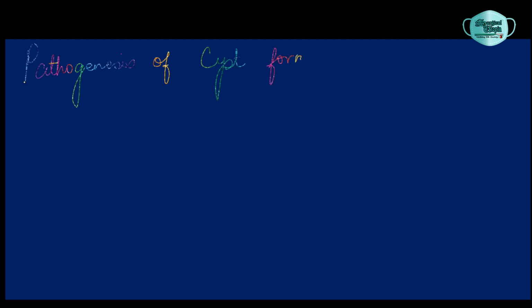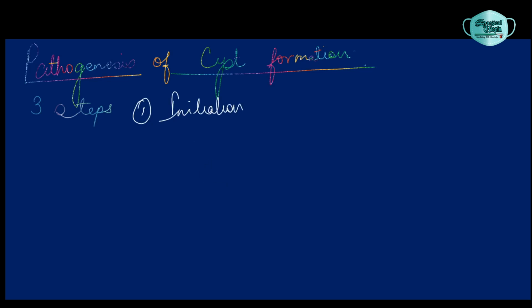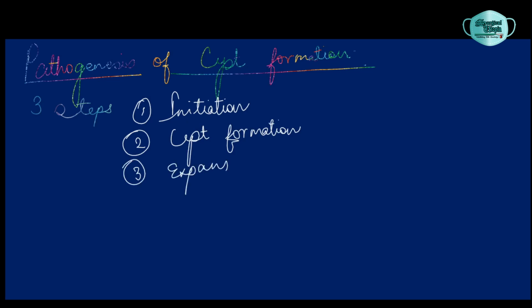Today I'll be hosting a video on the pathogenesis of cyst formation. There are basically three processes that occur in the pathogenesis of cyst formation. The first one is initiation. The second step is cyst formation. And the third step is enlargement, or the expansion of the cyst.